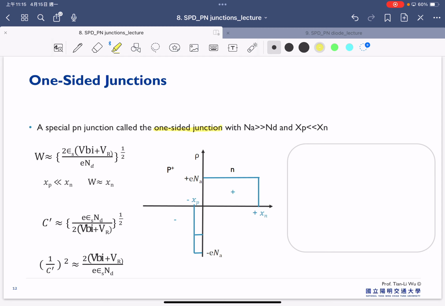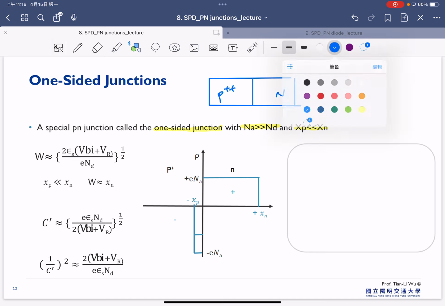This is a special PN junction called the one-sided junction. This is under the case where our NA is much larger than ND, and therefore our depletion width XP is much smaller than XN. So this is a PN junction that looks like this, where we have P++ versus N. And because this is P++, therefore the depletion region here, this is XP, this is XN.